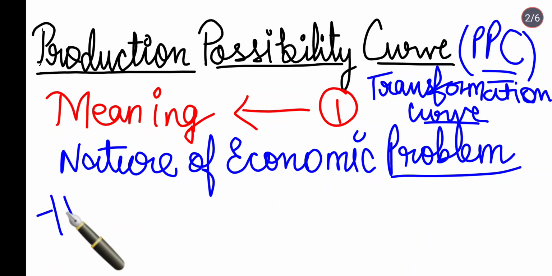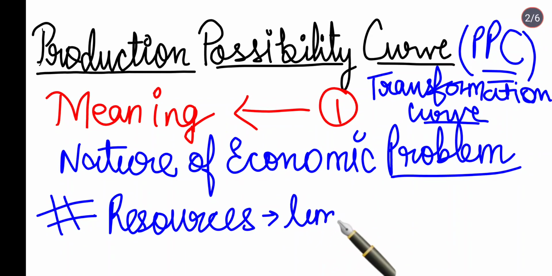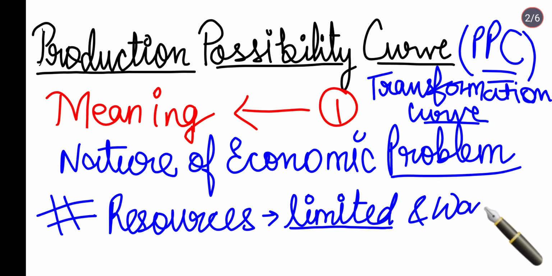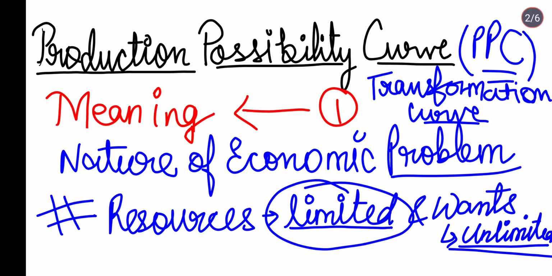So you need to remember this hashtag in economics that works in every single chapter that you're going to be doing: we have resources which are limited, and in comparison, our wants are unlimited. So this is the hashtag that you need to remember in economics, that resources are limited and wants are unlimited. Therefore we need to make choices between the goods that we are going to be producing.